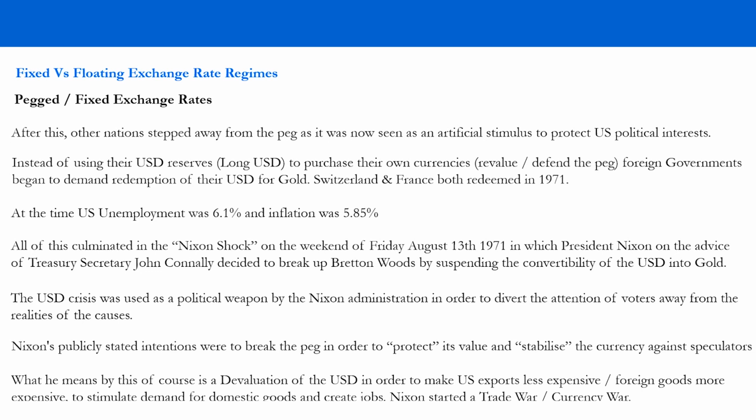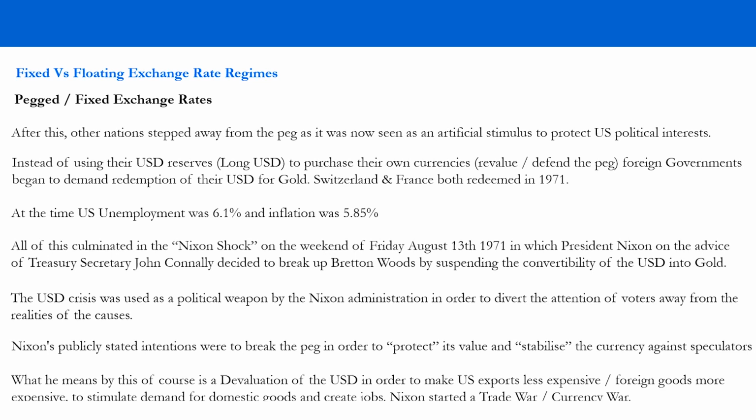And all of this culminated in the Nixon Shock on the weekend of August 13th, 1971, where President Nixon, on the advice of Treasury Secretary Connolly, decided to break up the Bretton Woods system. And they broke it up by suspending the convertibility of US dollars into gold. So they basically disallowed foreign countries to convert their US dollars into gold.